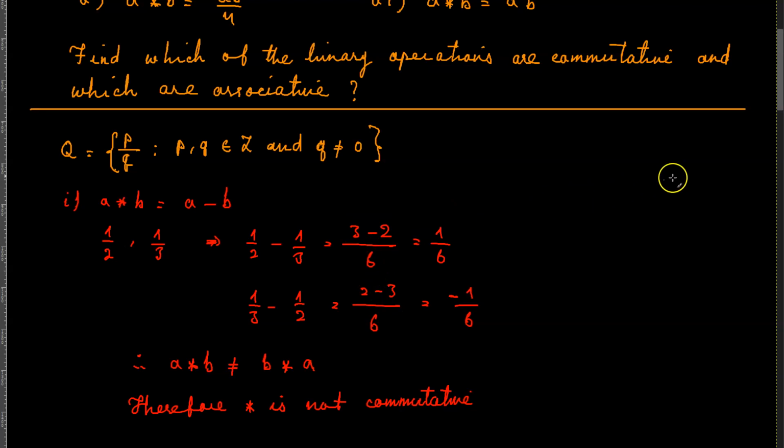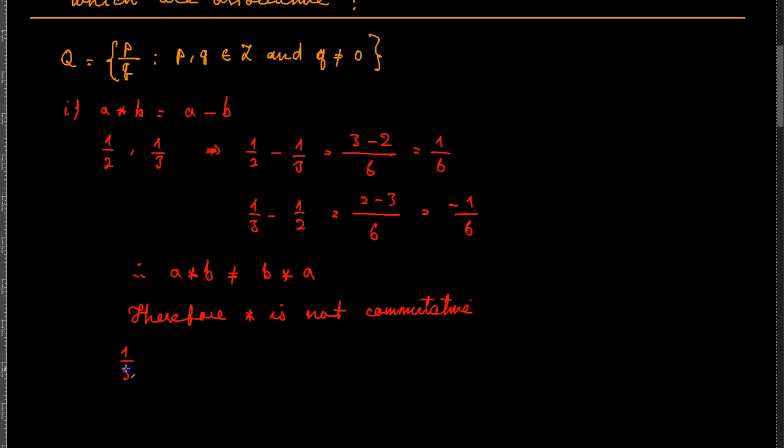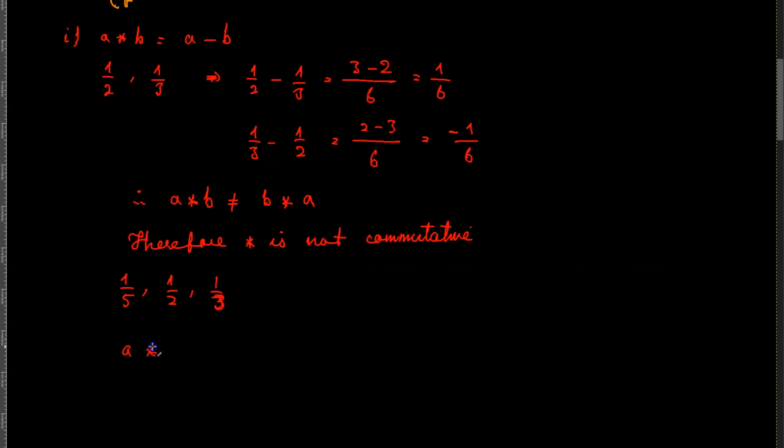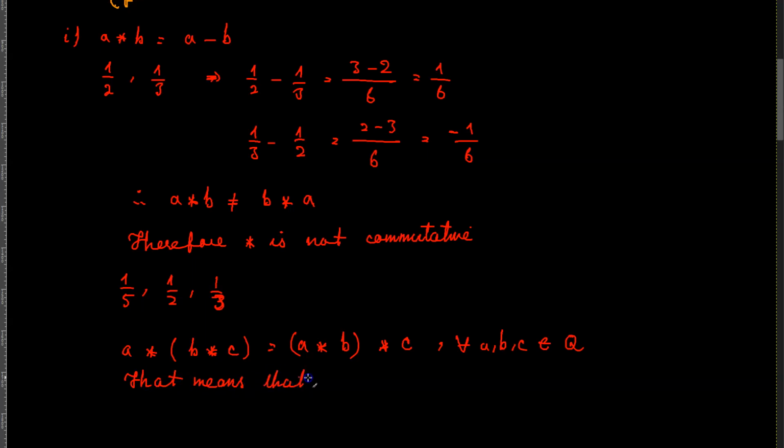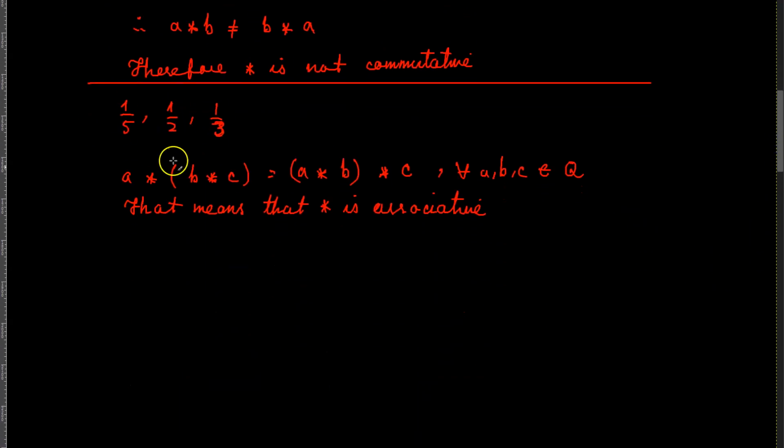Also, if I take three numbers in the set of rational numbers, for example 1/5, 1/2, and 1/3, if I can show that A star (B star C) is the same thing as (A star B) star C for all A, B, and C belonging to the set of rational numbers, then star is associative, which is of course not the case here.